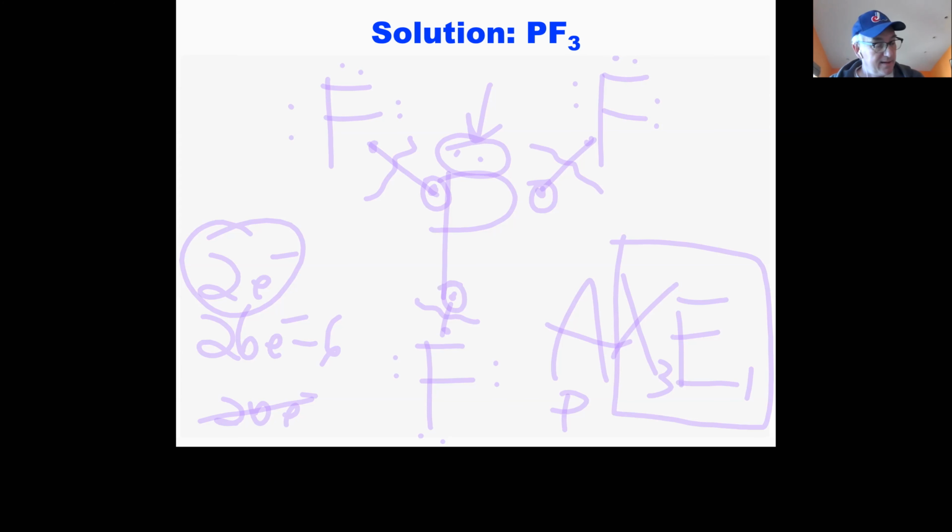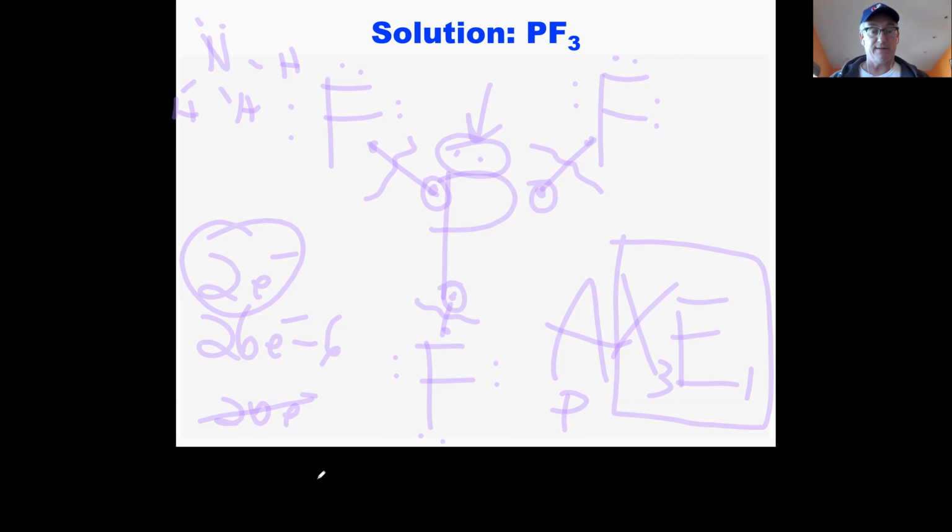Trigonal pyramidal. Right, it would look similar to ammonia. Ammonia is the classic trigonal pyramidal because it has a lone pair. The nitrogen has a lone pair and three bonds, just like phosphorus does, because phosphorus is one below nitrogen. So it forms similar shaped compounds. It has a lone pair and 3 bonds. So if ammonia is trigonal pyramidal, so is this particular shape.